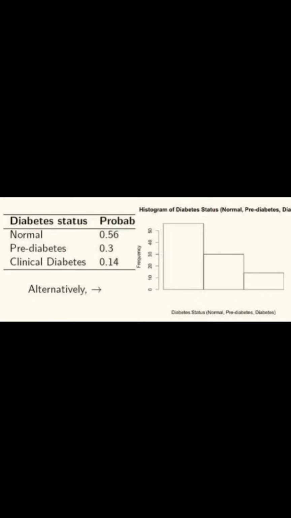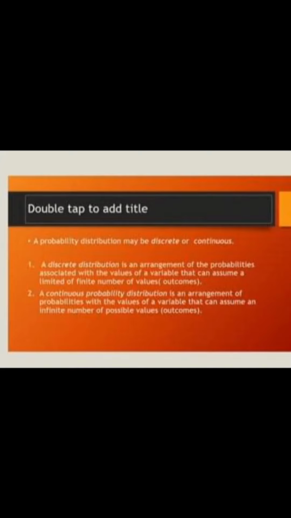For example, diabetes status probability: normal, 0.56, pre-diabetes. For continuous distributions, they are described in the same way as a discrete or categorical variable.